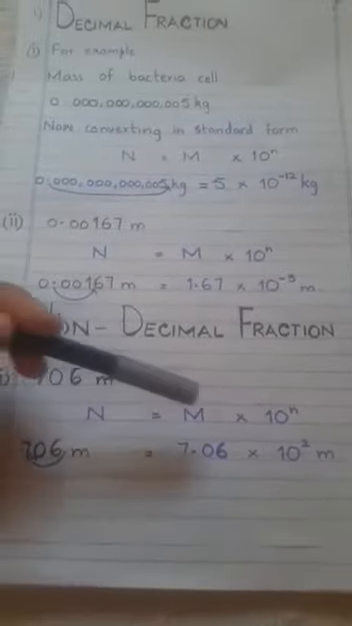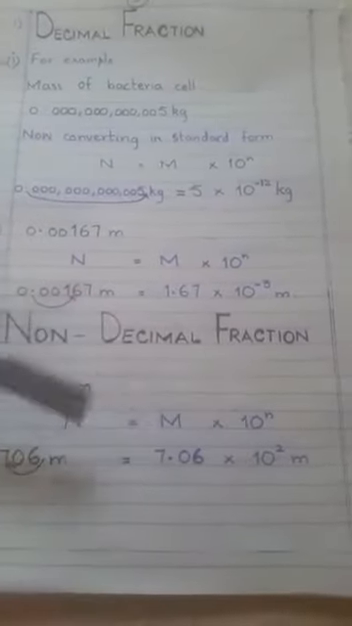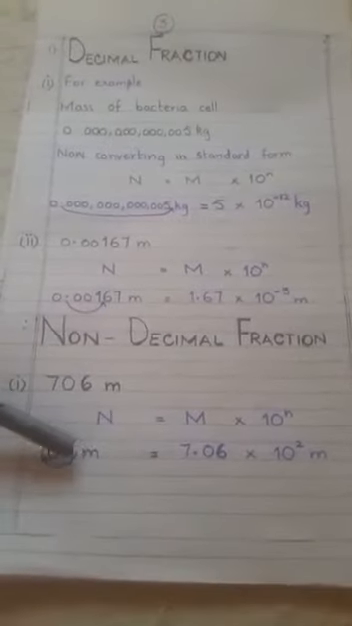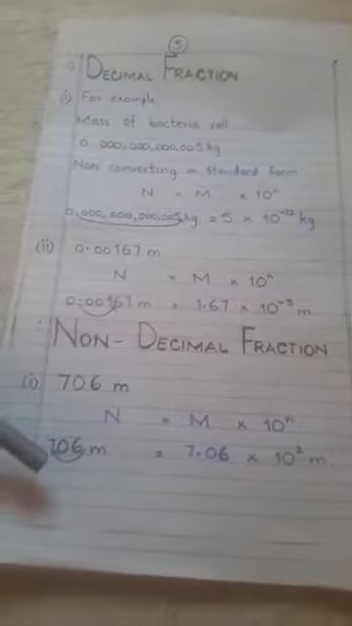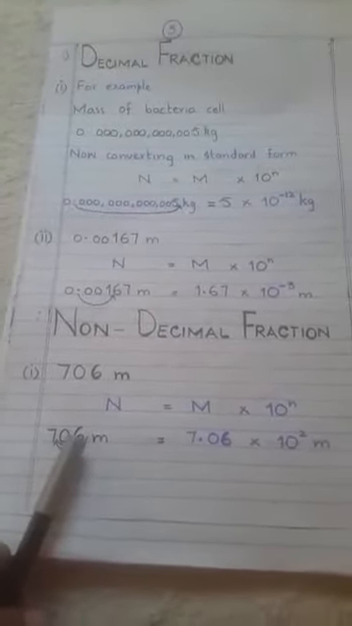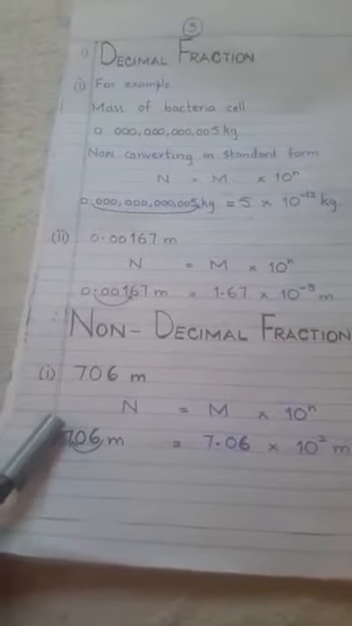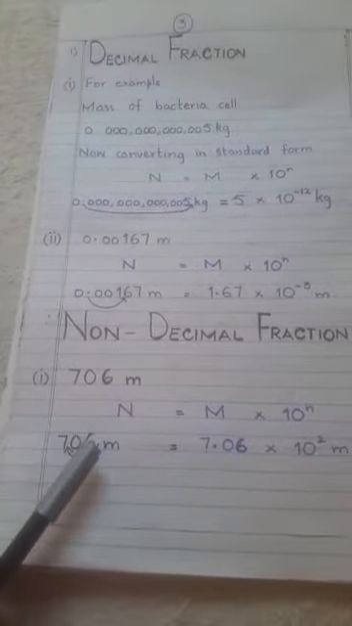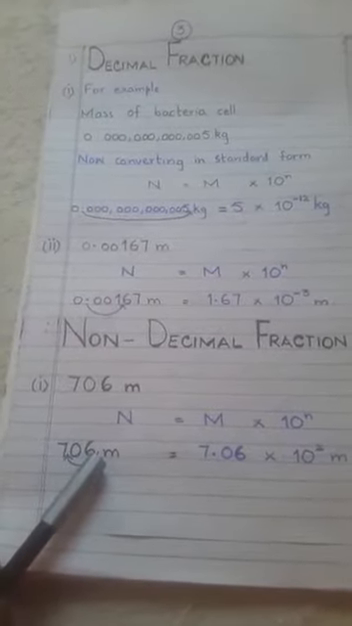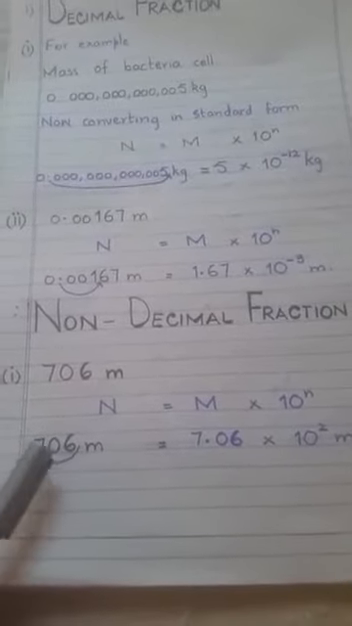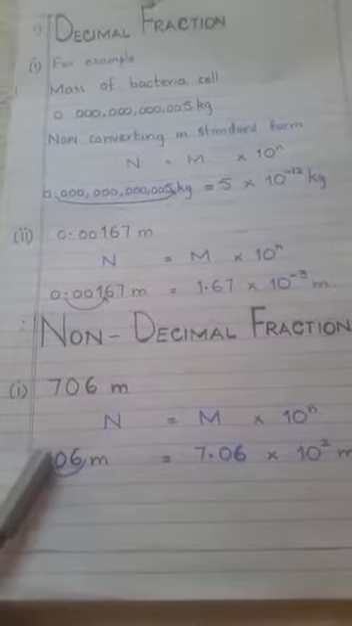So if the decimal is located at the end, how can we convert it? Again we apply the same formula, n is equal to m multiplied by 10 raised to n. n is the number in a simple notation, equal to 706 meter. Again we will move the decimal toward the first non-zero digit. As you can see girls, 7 is the first non-zero digit, 0 is the first zero digit and 6 is the second non-zero digit. So again the decimal will be placed after the first non-zero digit.